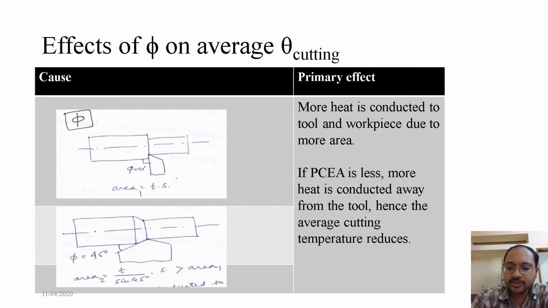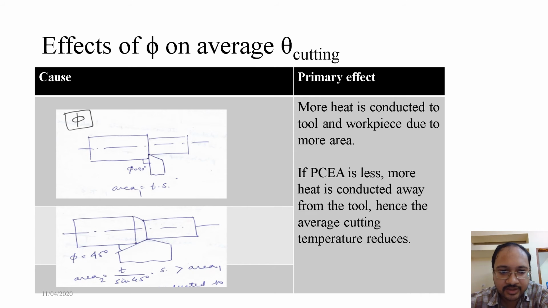Now coming to the tool geometry parameters. The effects of phi, or the principal cutting edge angle, on average cutting temperature. The principal cutting edge angle has an effect on the average cutting temperature. How? More heat is conducted to the tool and workpiece due to more contact area.